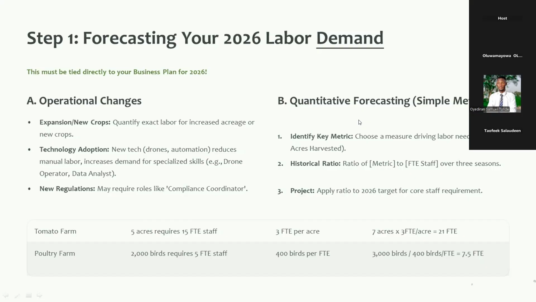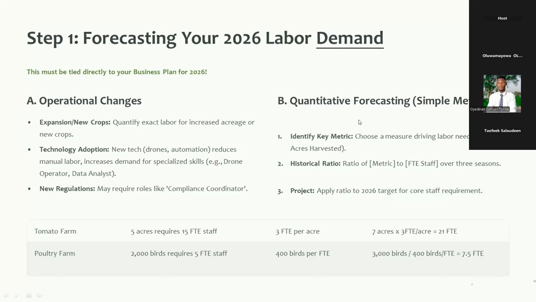So, for 5 acres, I use 15 full-time equivalent staff. If I divide my 15 by 5 acres, that means for 1 acre, I use 3 staff. So this is telling me that if for 2026 my goal or my plan is to farm 7 acres of tomatoes, I'll have to multiply my 7 acres by 3, since I have 3 people for 1 acre, which will give us 21 staff.